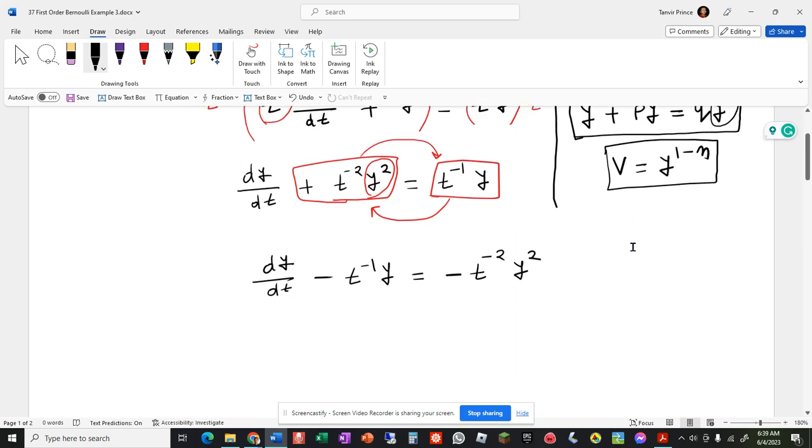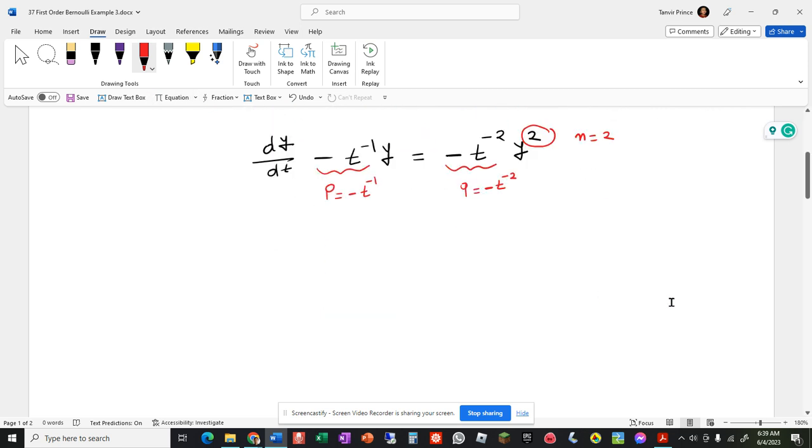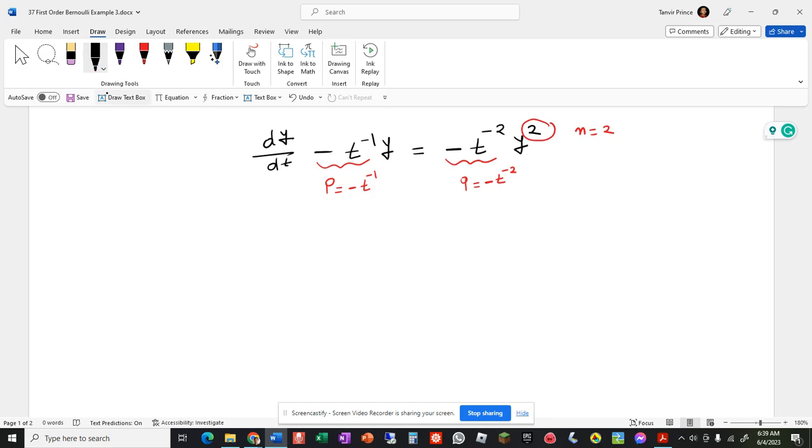So this is in the correct format, and you can see that this is the P. So P is negative t to the power negative 1, and this is the Q. But most importantly, the n is 2. So let's do the substitution. The substitution is v equal to y to the power 1 minus n. But here the n is 2. So I replace n by 2, and I get y to the power negative 1, or 1 over y.